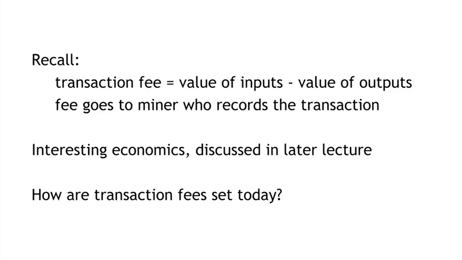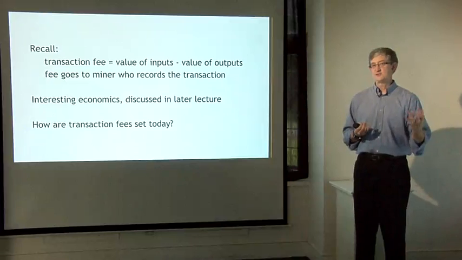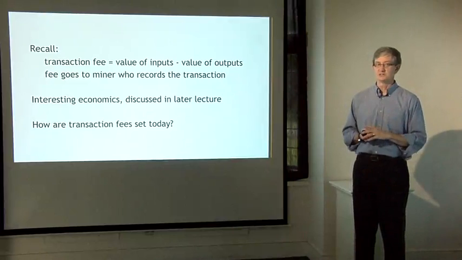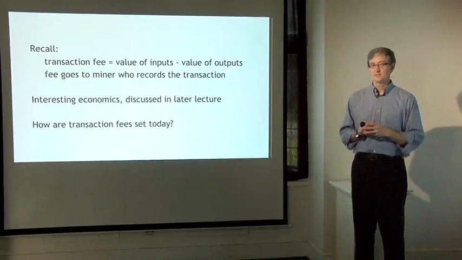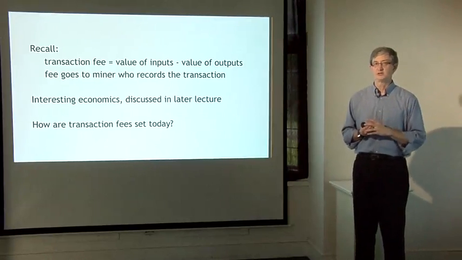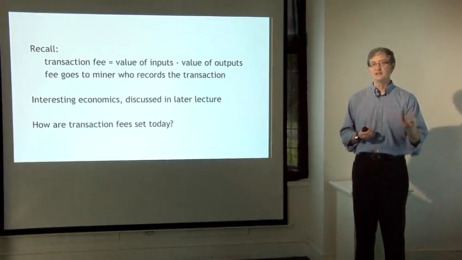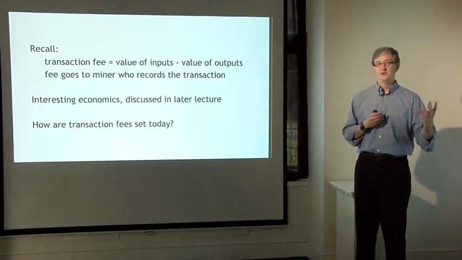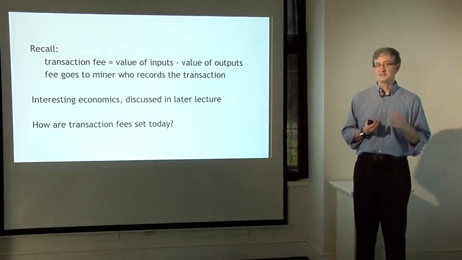Now recall from a previous lecture that a transaction fee is just defined to be the difference between the total value of coins that go into a transaction minus the total value of coins that come out. The inputs have to always be at least as big as the outputs because a regular transaction can't create coins. But if the inputs are a little bigger than the outputs, then the difference is deemed to be a transaction fee. That transaction fee goes to the miner who recorded this transaction, the miner who made the block that records this transaction. The economics of transaction fees are interesting, and we'll come back to this in a later lecture.